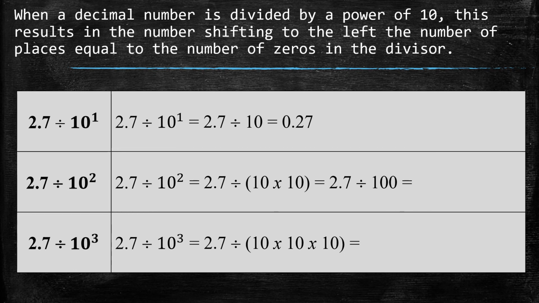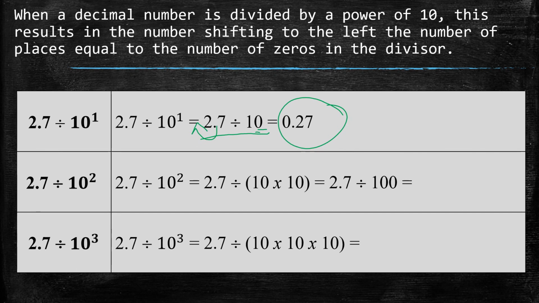So we have our first problem, which is 2 7/10 divided by 10 to the first power, which is equivalent to 2 7/10 divided by 10. And we have 1 zero. So our decimal place jumps once to the left, giving us a quotient of 27 hundredths.